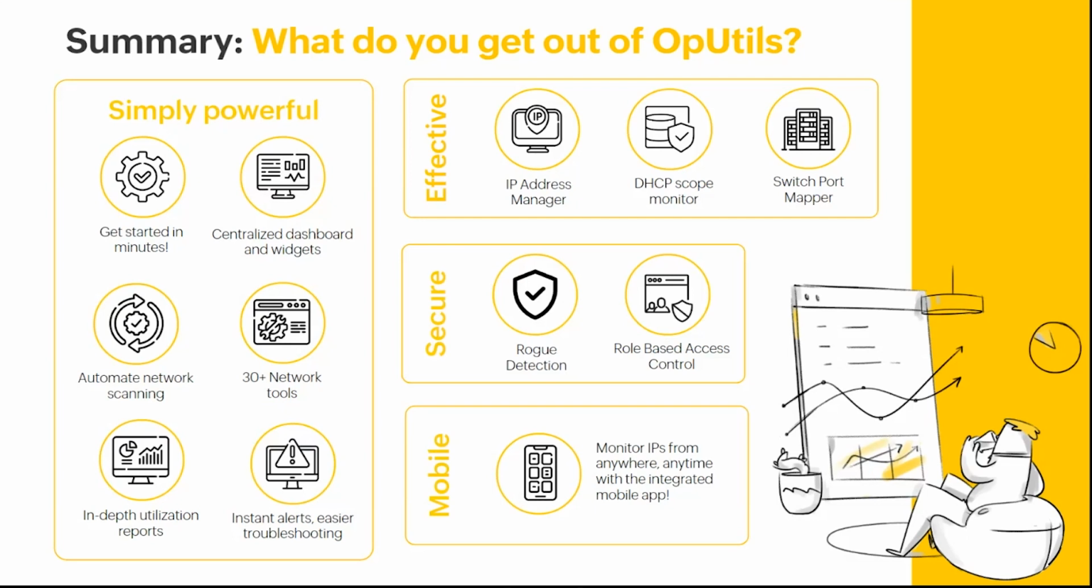OpUtils helps secure your network from rogue devices through its rogue detection feature, and it safeguards network integrity by allowing you to define user management controls for team members. Additionally, OpUtils offers a mobile version enabling network management on the go. It supports integration with iOS and Android phones, allowing you to monitor your IP address space anytime, anywhere.